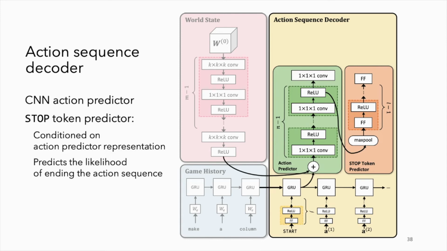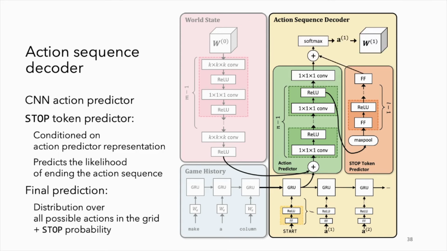Stop token predictor, conditioned on the action predictor context, generates a score for the stop token that signals the end of the sequence. The final prediction concatenates outputs of these two modules, followed by a softmax to produce a distribution over all possible actions in the grid and the stop action. This concludes the overview of our models.